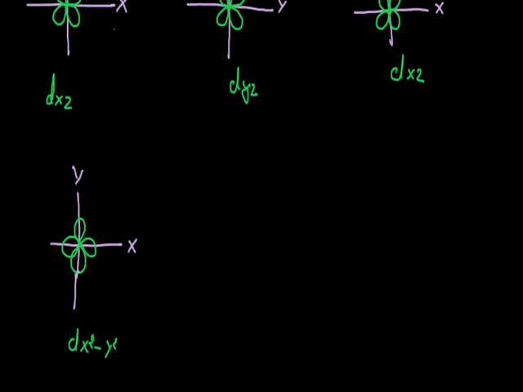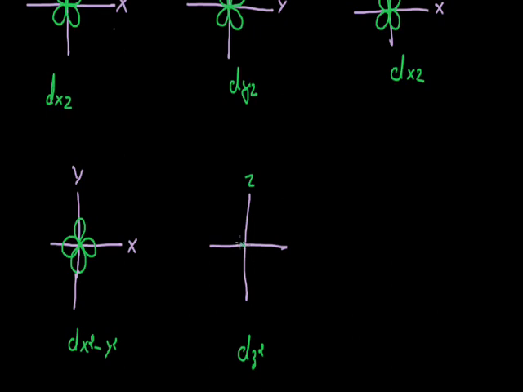While if I talk about the next and the last one, that is dz square, this dz square contains only two lobes, and these two lobes are oriented on the z-axis.